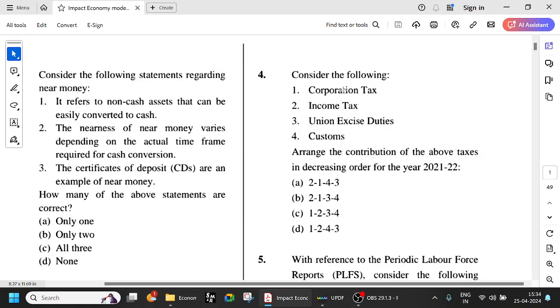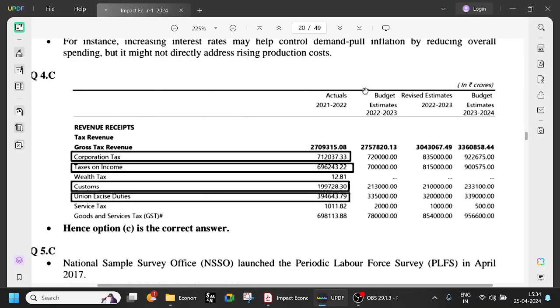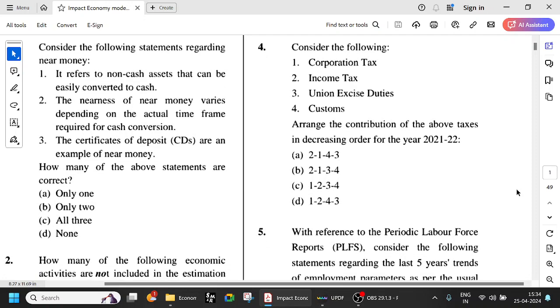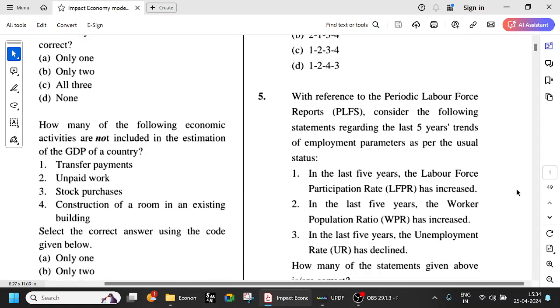Fine. Also try to remember corporation tax. Corporation tax is around 9 lakh 22, and income tax is 9 lakhs, and excise on liquor is 3 lakh 39, and abroad luxury items 2 lakh 33. Something like that. And GST is 9 lakh 56. Fine. So corporation tax is highest. Remember that.